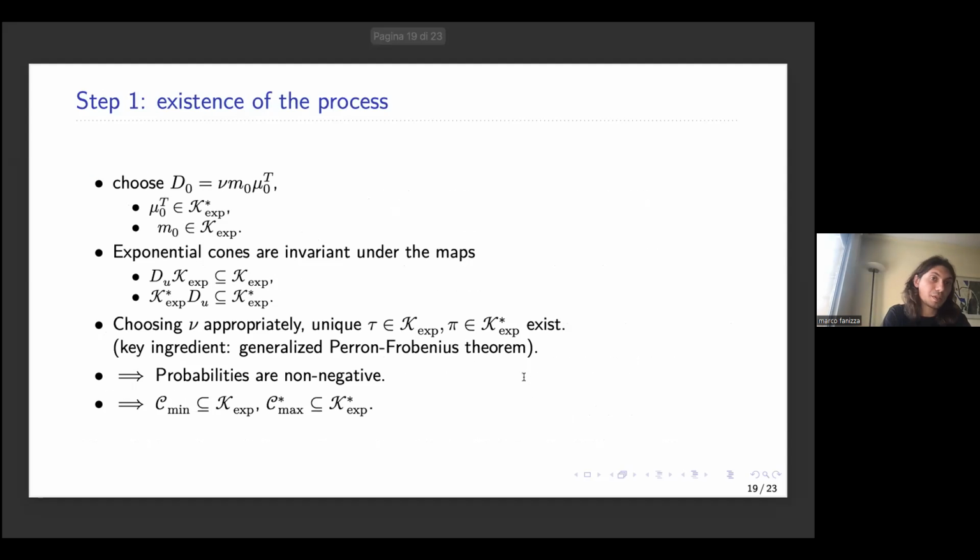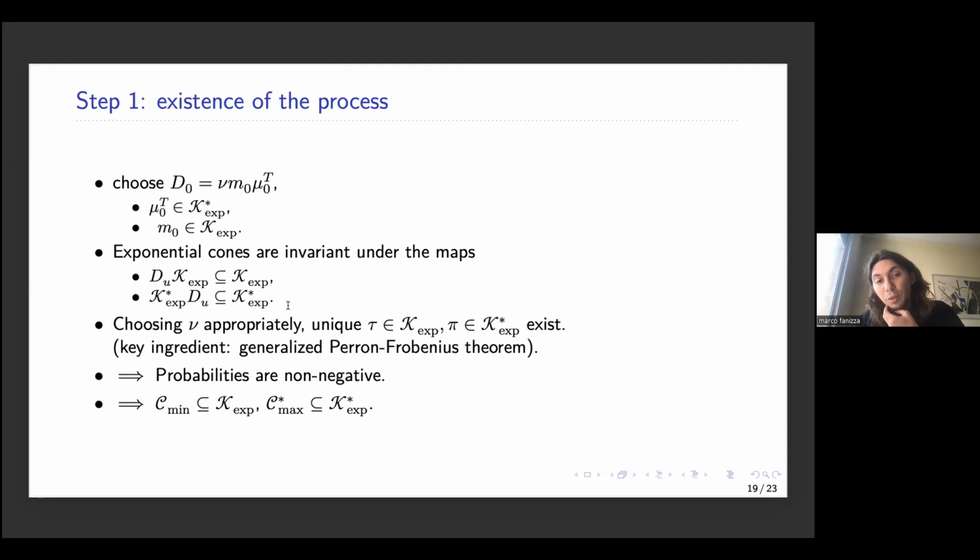So the steps are, first of all, to show the existence of the process. And here we first choose D0 in such a way that mu0 transpose is in the dual of the exponential cone, and M0 is in the exponential cone. And with this choice, D0, D1, and D2 are such that they preserve the exponential cone acting from the left and the dual cone acting from the right.